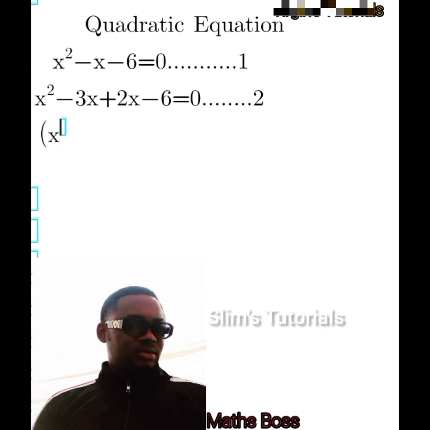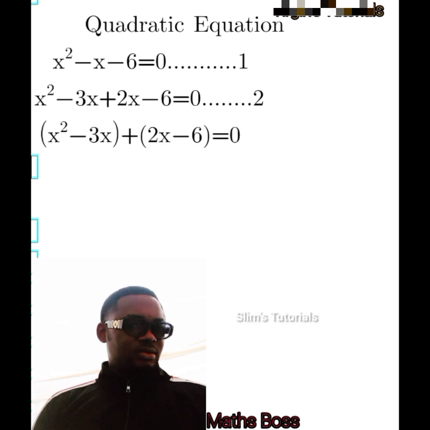This is what we call factorization by grouping. So we have x squared minus 3x, then I close the bracket, I establish another bracket after placing the plus sign, and have 2x minus 6. I close the bracket to be equal to 0. Now, do you see? What do I have to do? From the left hand side, look for the common factors.